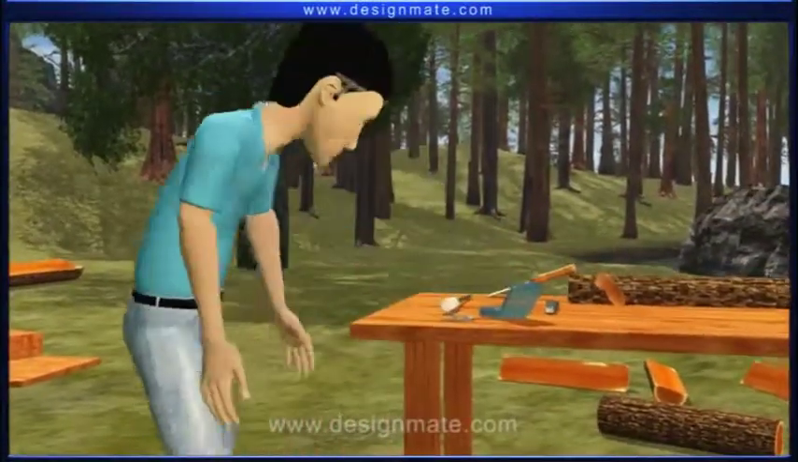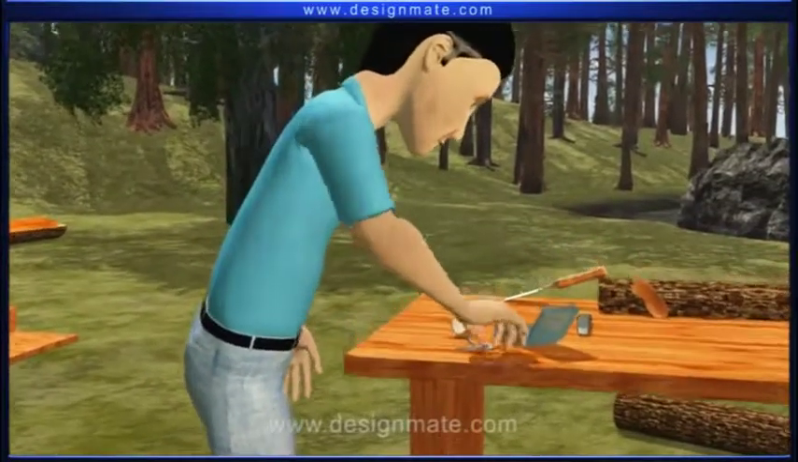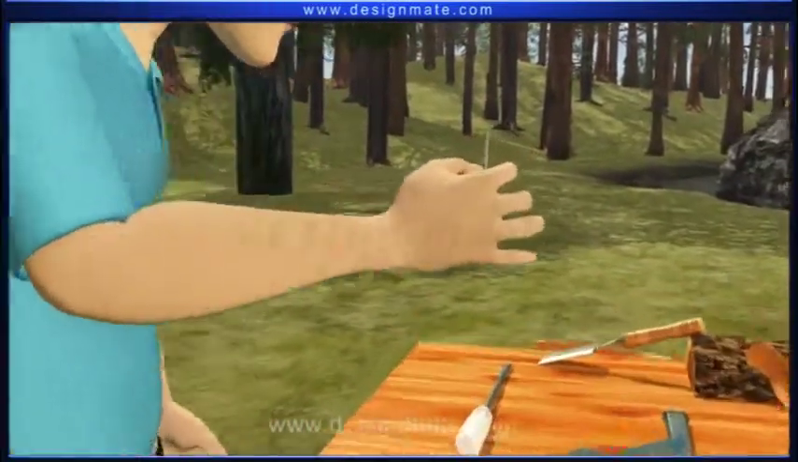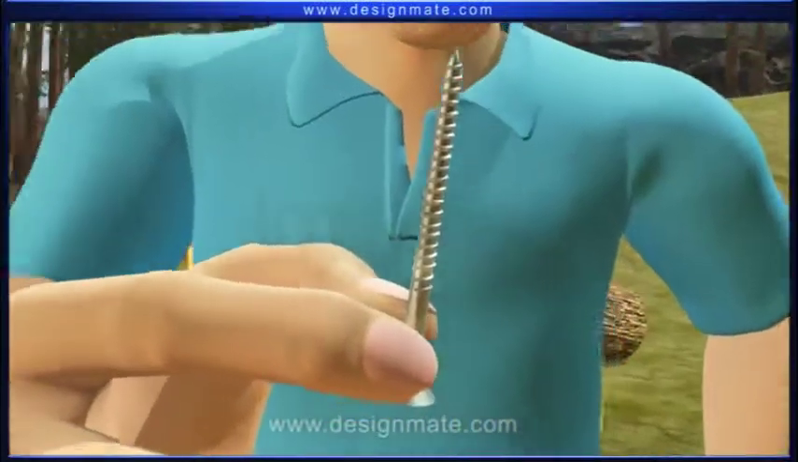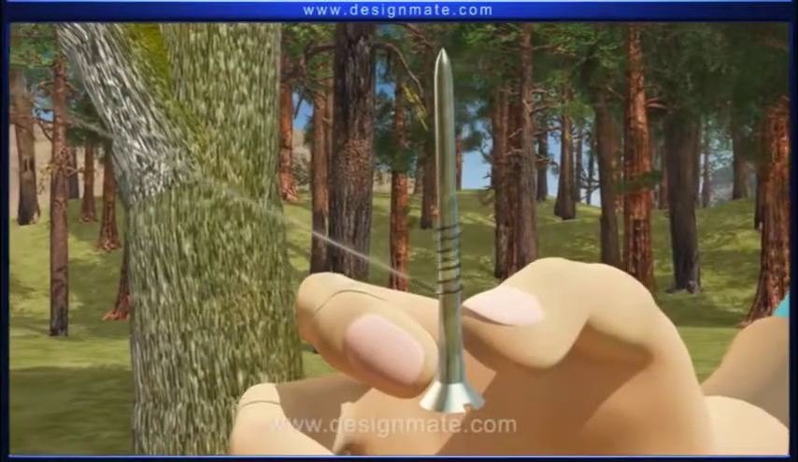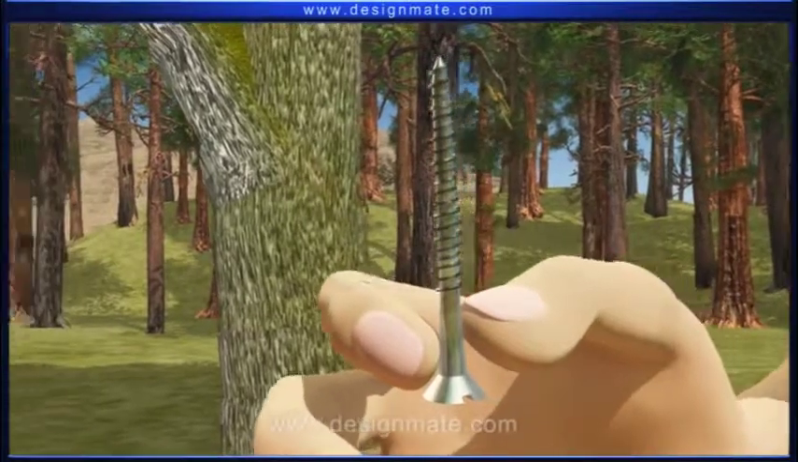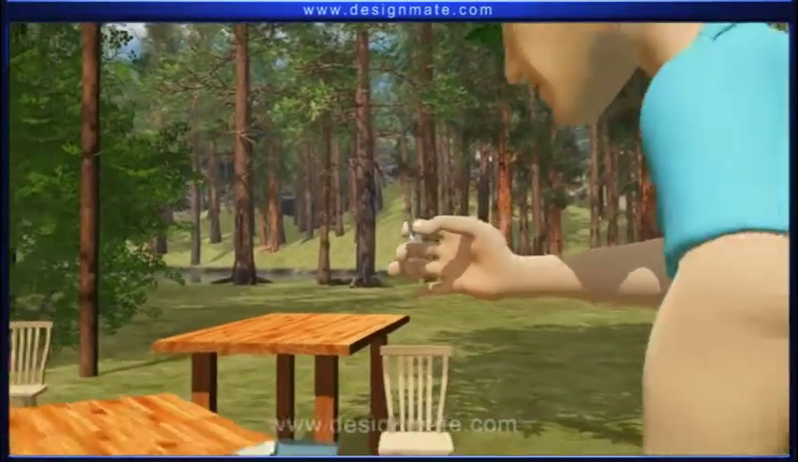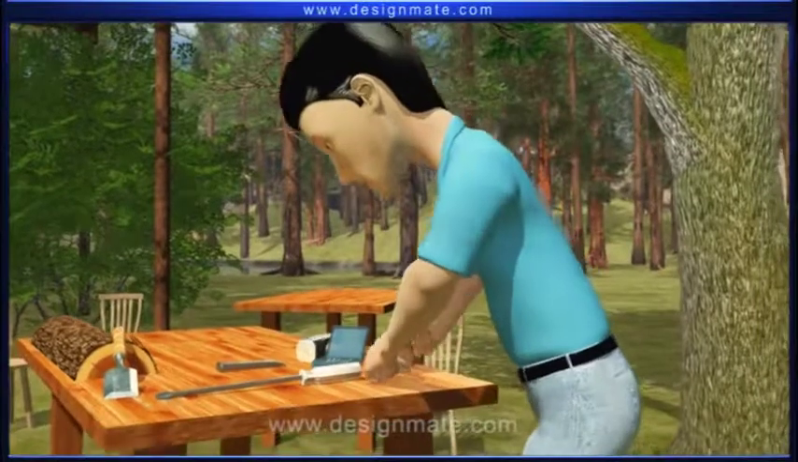To assemble the table, Mr. Douglas is using screws. Look at the screw closely. It is an inclined plane wrapped around a cylinder. Like a wedge, a screw moves into the material.